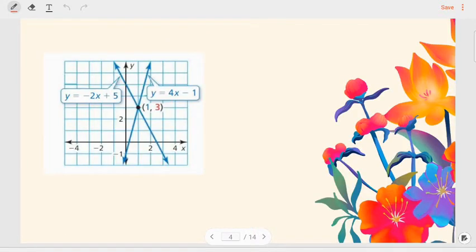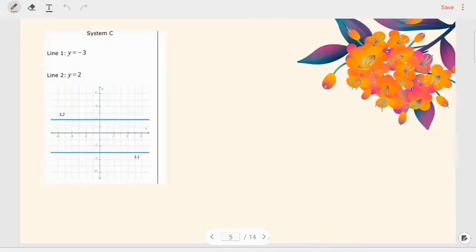So if I'm looking at this system, I've got points along this line, I've got points along this line, and the one point where they overlap, which is right here at 1, 3, is my solution.